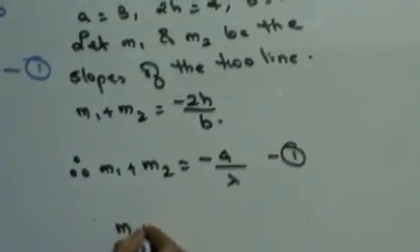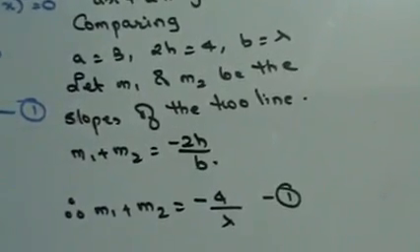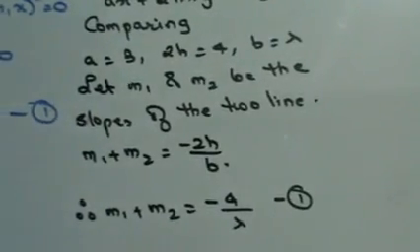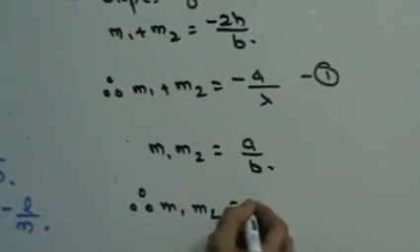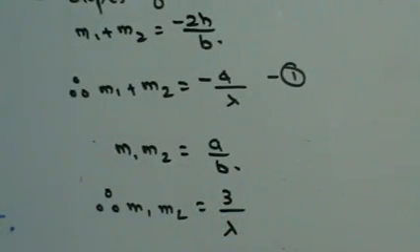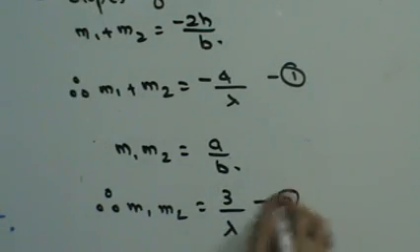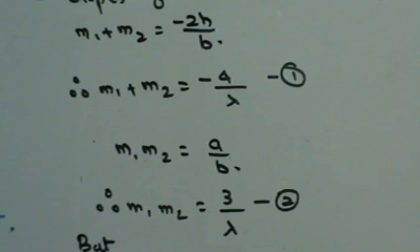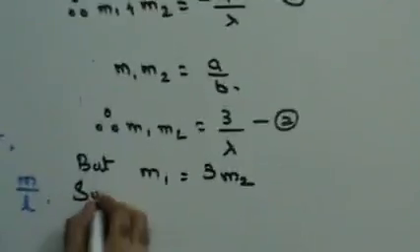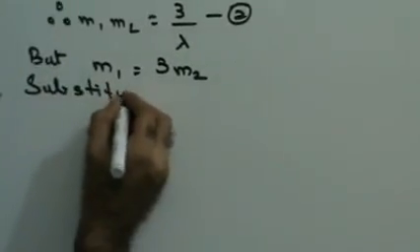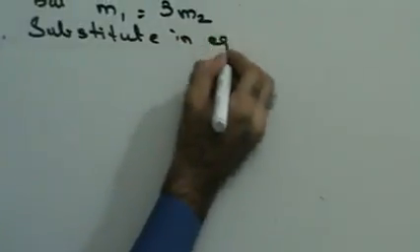And I can say m1 m2 is going to be equal to a upon b. So I can therefore say that m1 m2 is 3 upon lambda. Let's call this equation 2. But they have given you that the slope of one line is 3 times the other, m1 is 3 times m2. Substitute in equations 1 and 2.